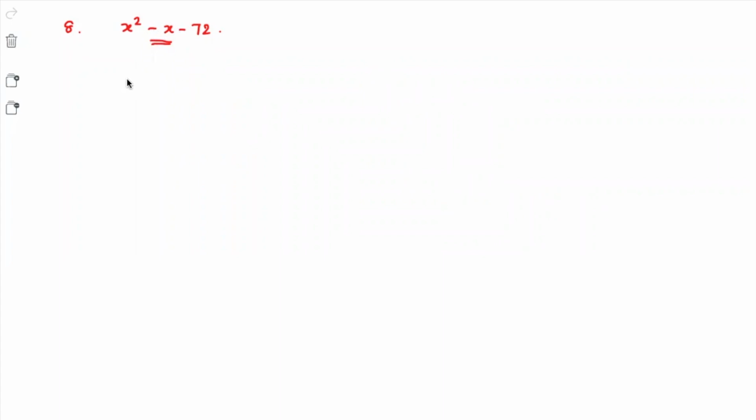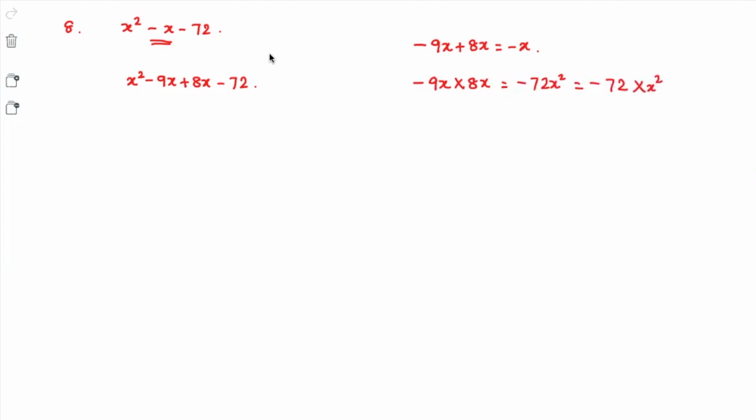Now in this question, I'll take x square minus 9x plus 8x minus 72. Why minus 9x plus 8x? Because minus 9x plus 8x gives me minus x, and minus 9x into 8x is minus 72x square, which is also equal to minus 72 into x square, which are the extreme terms, minus 72 here and x square here.